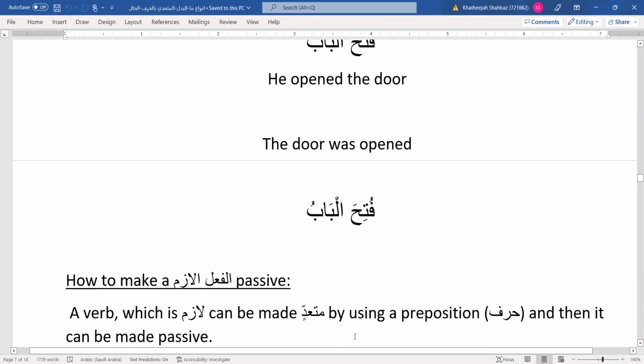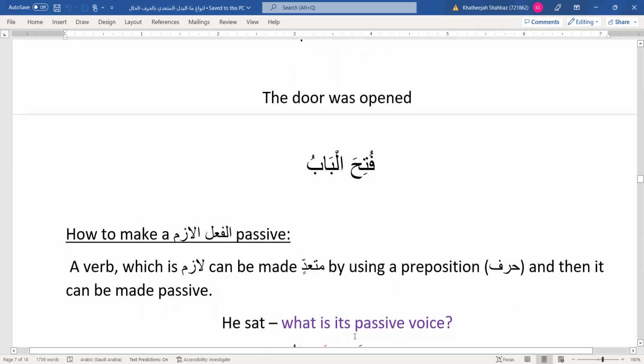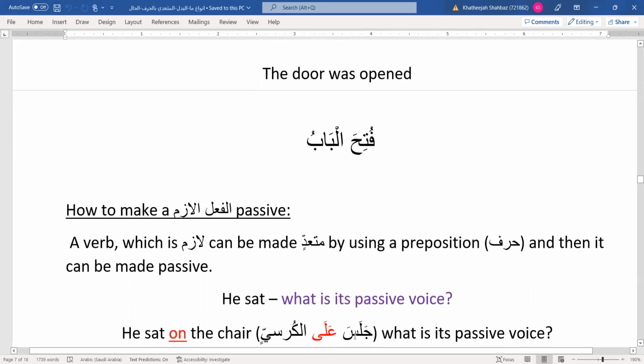It is by using a preposition, a harf. We add a harf to the fail lazim, and then we can change it into passive. Because when we add a harf, it becomes a mutaddi fail, and then we can change that into passive. For example, he sat. It is al-failul lazim. We cannot change it into passive. But we can do something to make it passive.